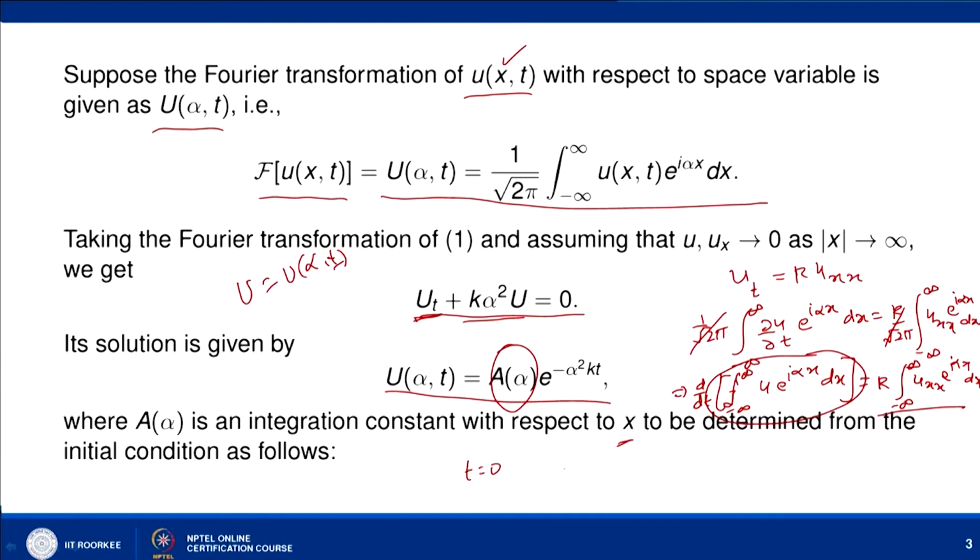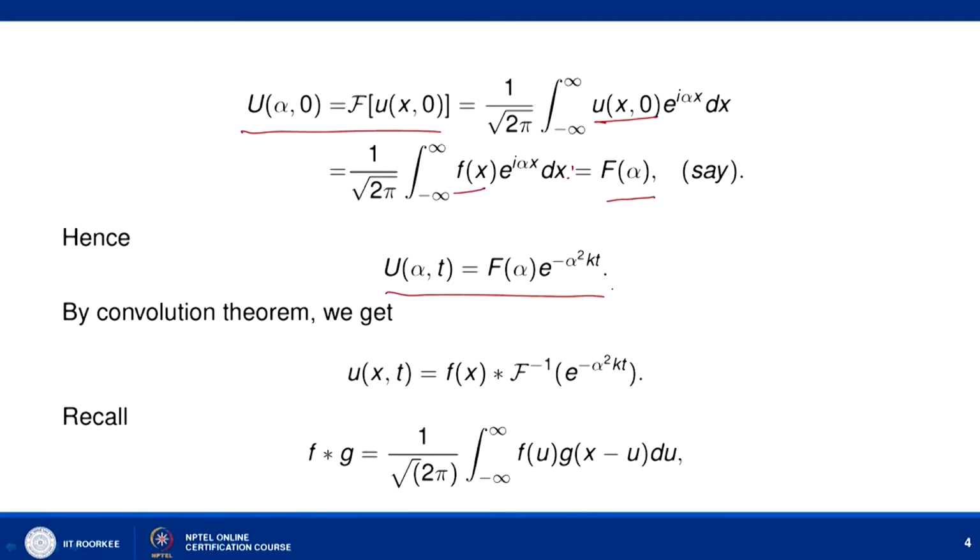So, we can write this is f of alpha equal to A of alpha and this is 1. So, A of alpha is coming out to be f of alpha, and so we can write u(alpha, t) as f of alpha into e to the power minus alpha square k t. So, now we have solved our problem in frequency domain, but we want our solution in x and t domain. So, we can find out our u(x, t) by taking the inverse Fourier transform of u(alpha, t).